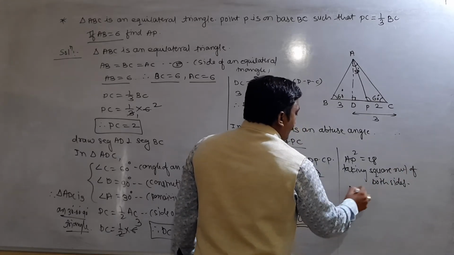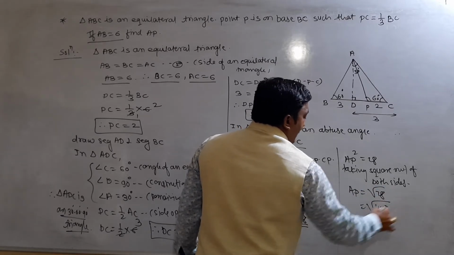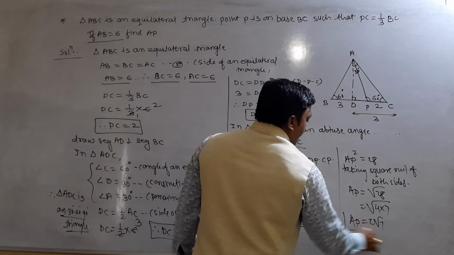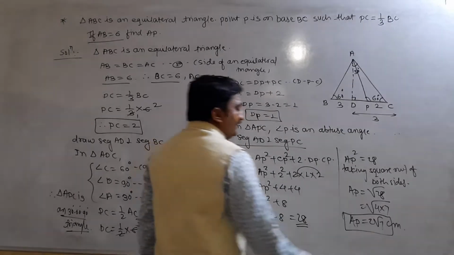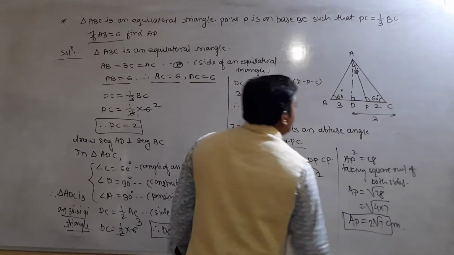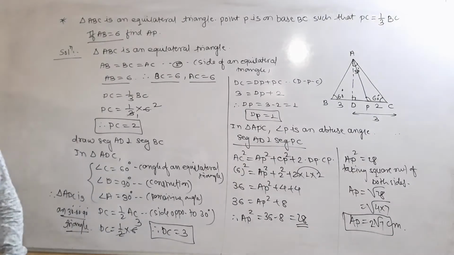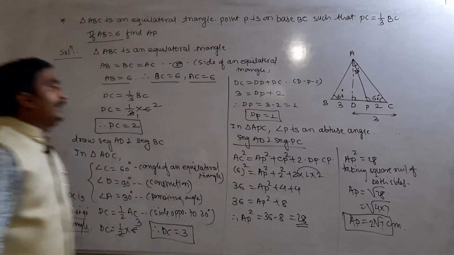AP is equal to root of 28. Its factors are 7 into 4. Therefore, 2 root 7. AP is equal to 2 root 7 centimeter. This is the value of AP. In this way, we can solve a given problem when we are given the side of an equilateral triangle and any condition.